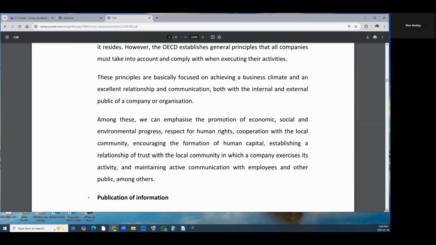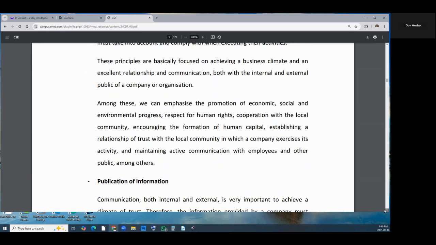Among these, we can emphasize the promotion of economic, social, and environmental progress, respect for human rights, cooperation with the local community, encouraging the formation of human capital, establishing a relationship of trust with the local community in which a company exercises its activities, and maintaining active communications with employees and other public, among others.